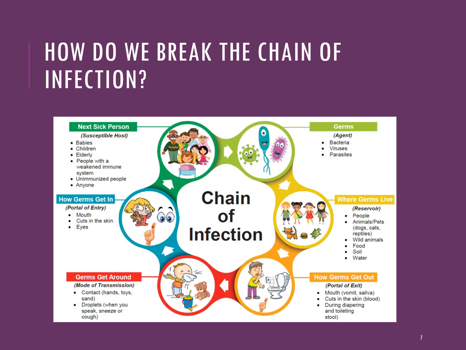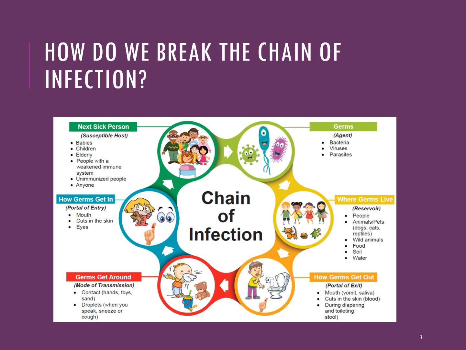So the way that we stop the spread of disease is by breaking the chain of infection. So let's talk about how we do that. First of all, let's identify what we're talking about. And we're talking about germs. And germs can include any type of microorganism or infectious particle, such as bacteria, viruses, and parasites.